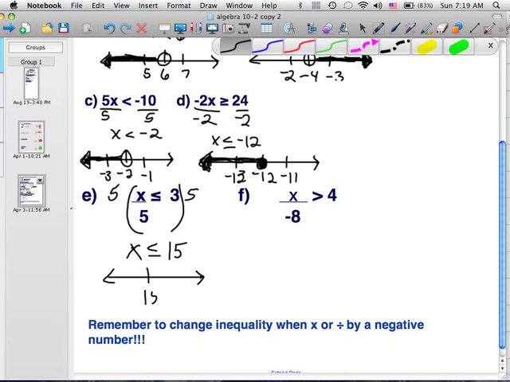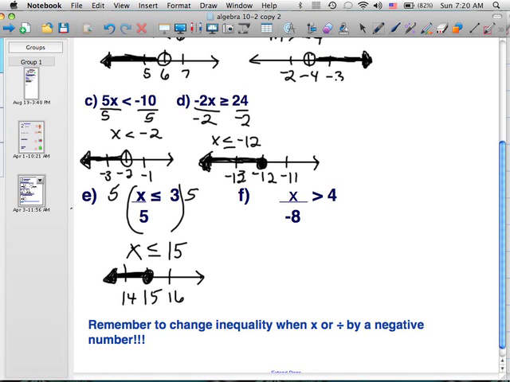So I have 15, one to the right, one to the left. Closed circle, since it's less than or equal to 15, shaded to the left. And remember, you can always check if you got it shaded correctly just by taking a number on that solid line, like 14. 14 is less than 15.